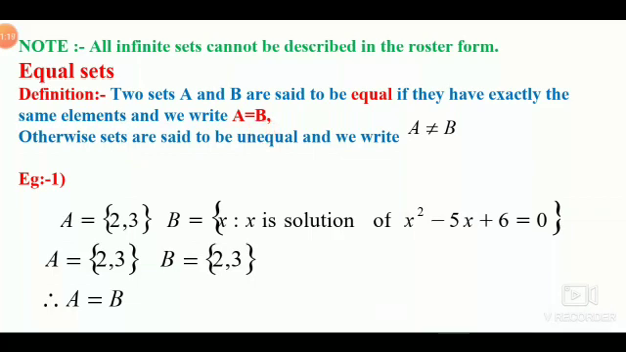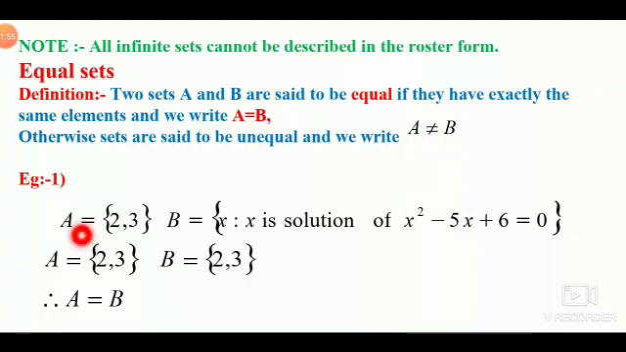Dear students, if A and B have the same number of elements and the same objects, such sets are called equal sets. Otherwise, sets are said to be unequal, and we write A is not equal to B. If the elements of both the sets are different, then both the sets are not equal, and we write this as A is not equal to B.